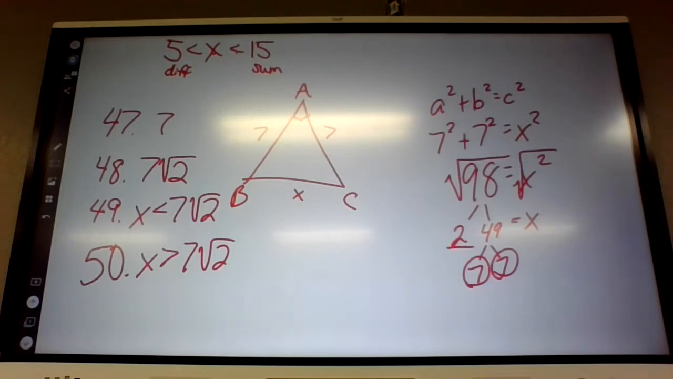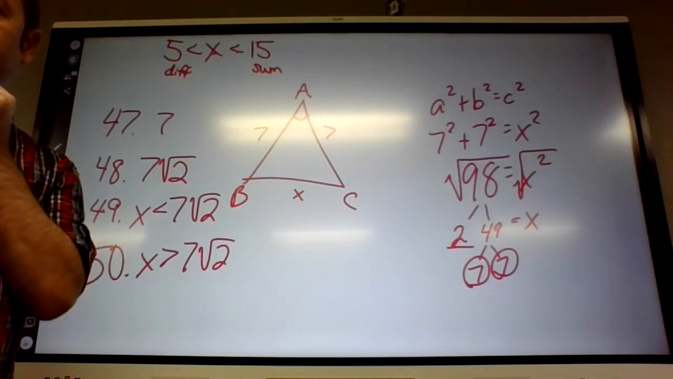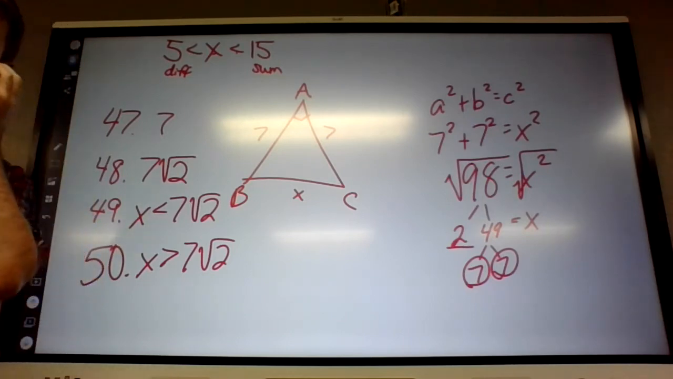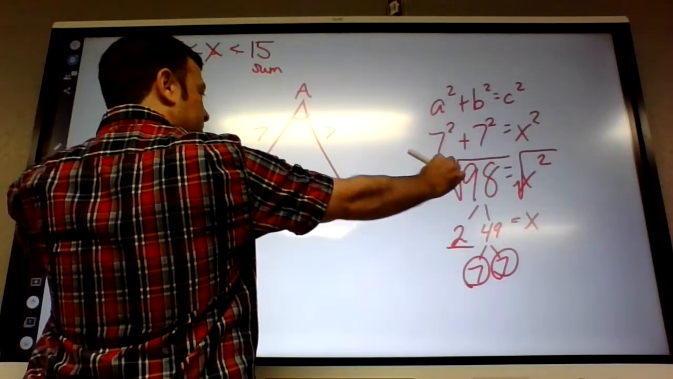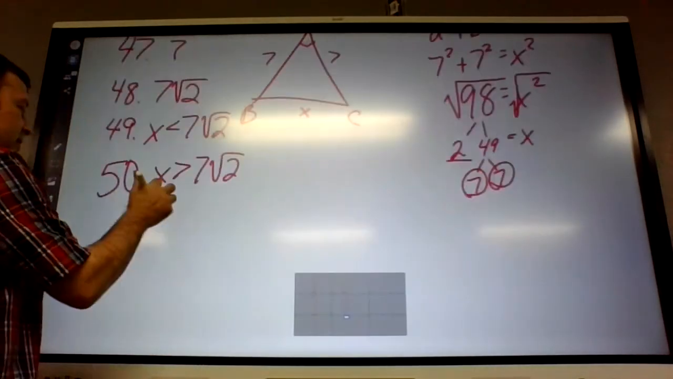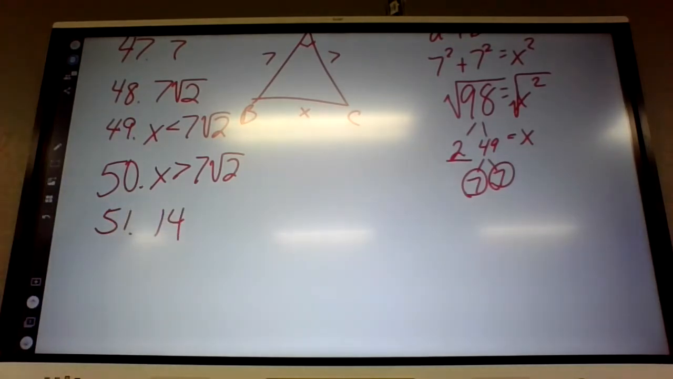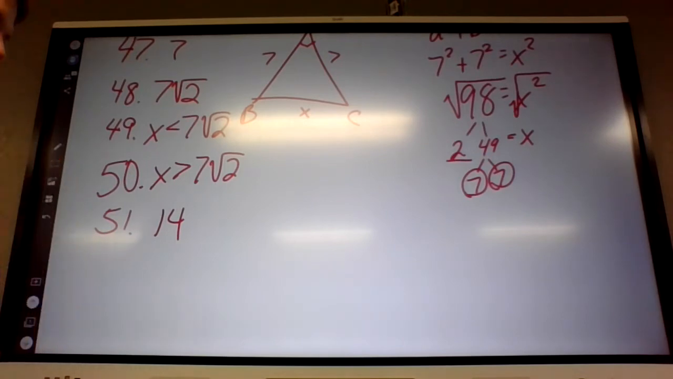All right, 51. What's BAC mean? It makes a line. So how long would x have to be before it just became a straight line? If I stretch this out until it's 7 plus 7, 14, it'd make a straight line. So 51 is 14. 52, you guys are going to do on your own.